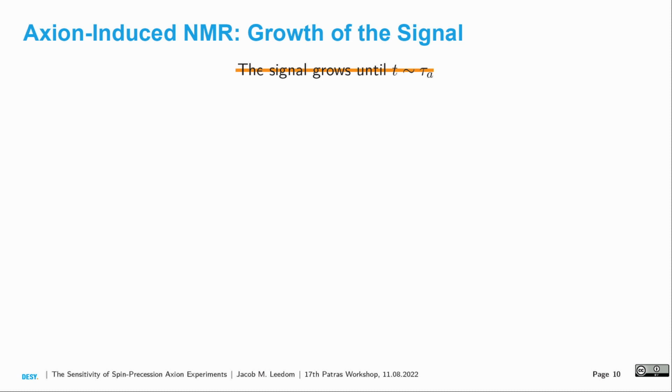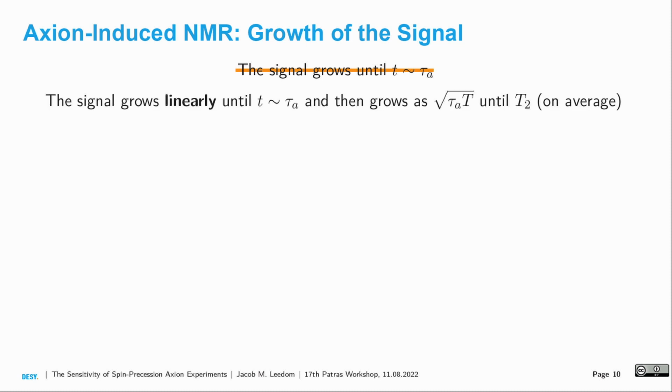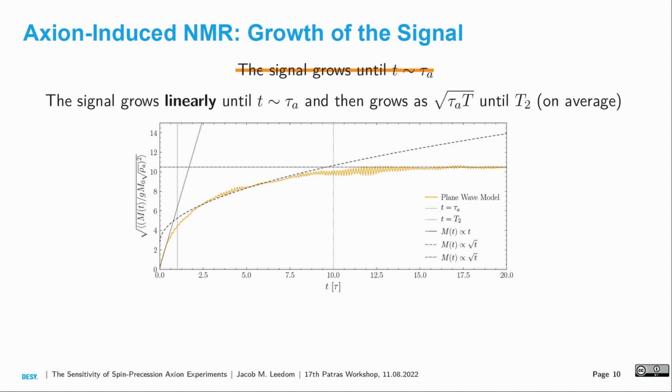The first proposal is that I replace the statement that the signal grows until the coherence time with the statement that the signal grows linearly until the coherence time and then grows as the square root of the integration time until T2 on average. There are at least a dozen ways that you can show this analytically, and I've done most of those, but I think that a plot is worth 1,000 equations, so I'll just give you this instead.